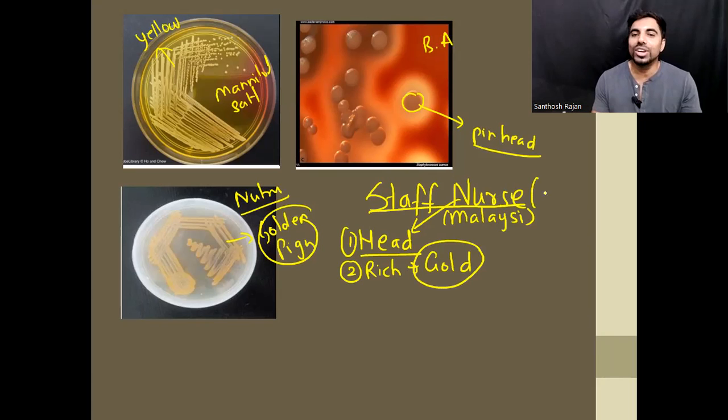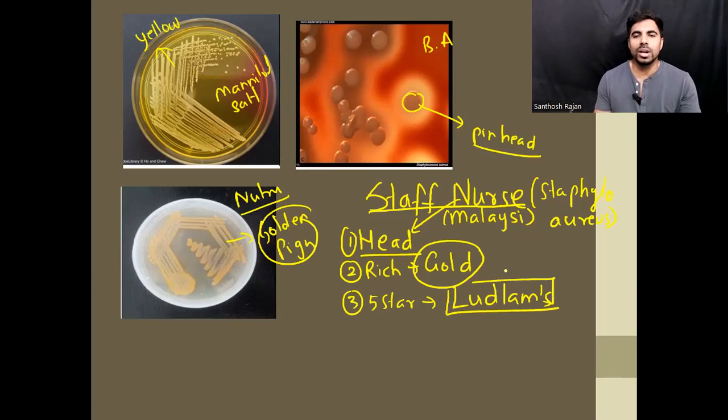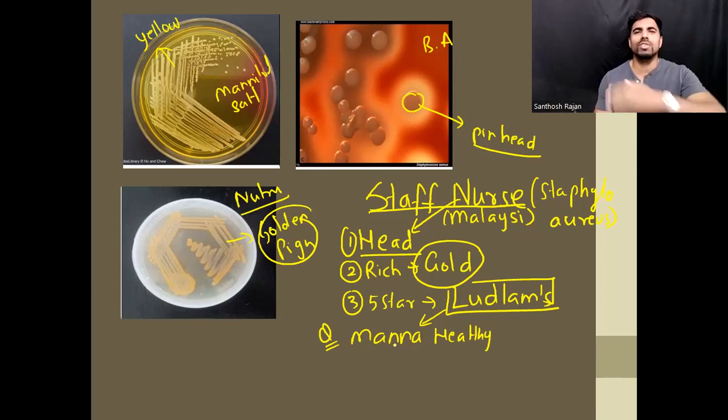I'm not talking about staff nurses, I'm talking about Staphylococcus aureus. Indirectly, I'm bringing the nurses here, Staphylococcus aureus. Okay, aureus means it's of gold. So, rich, head, gold. And they're rich, so where do they go? They go to a five-star hotel. What is the five-star hotel's name? Ludlam's Hotel. This is not in India, it's abroad, a big five-star hotel in Saudi. They go to Ludlam's Hotel. At Ludlam's Hotel, what do they eat? Special mannitol health product. Manna healthy food. They have manna as one of the popular foods in South India, especially Malayali and Tamil. They spend a lot of money for this. They have good ragi, good rice, dosa, idli, whatever batter, they eat only manna products because mannitol salt agar positive.